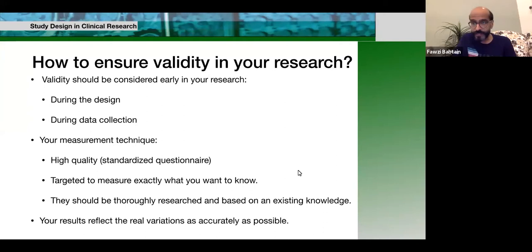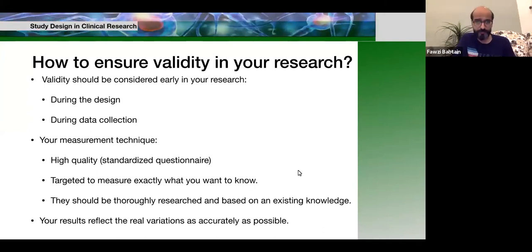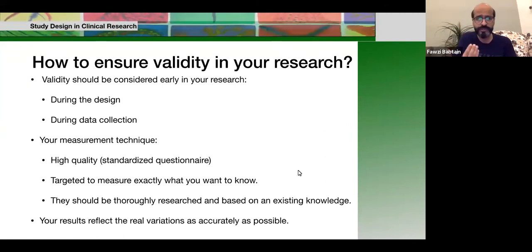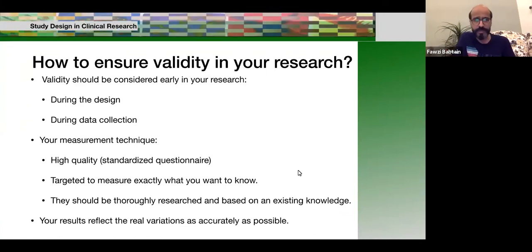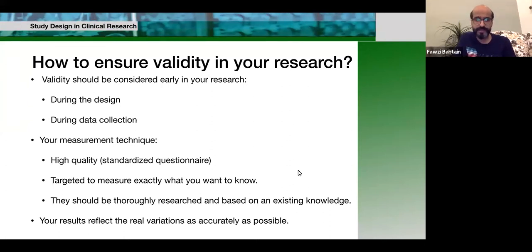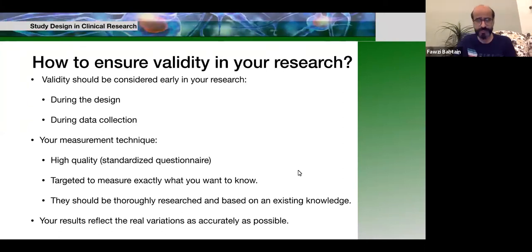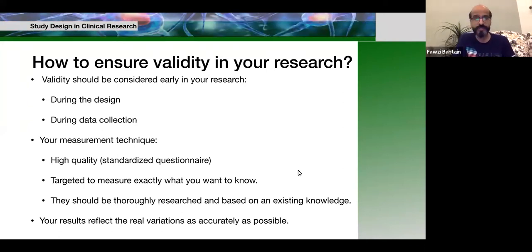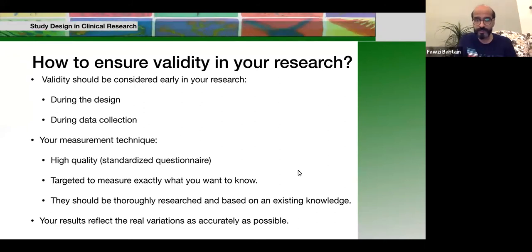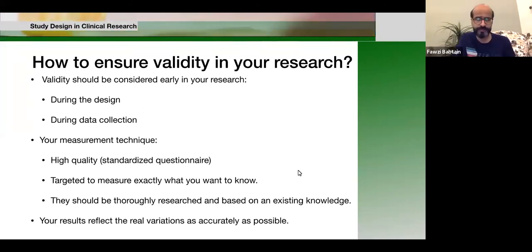Now, you need to secure validity when you are planning your research. How would you think of validity? How do you think of it from the beginning, during the study design, during the data collection? Your measurement techniques should be of high quality. This high quality probably means standardized questionnaires, if you're using questionnaires, or standardized screening tools, diagnostic tools, or what have you. And you are really targeting the population that this can measure for the outcome of your interest.